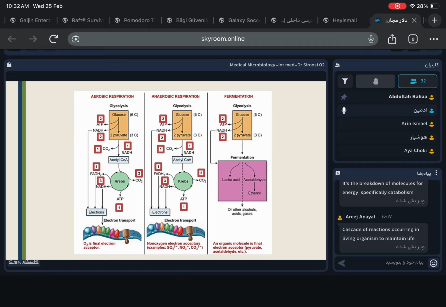So bacteria only get 2 ATP molecules from fermentation of 1 molecule of glucose, and as you can see, they get a very low amount of ATP from 1 molecule of glucose. There is no Krebs cycle, there is no electron transport chain in fermentation. Some bacteria just don't have the electron transport chain in their cytoplasmic membrane.